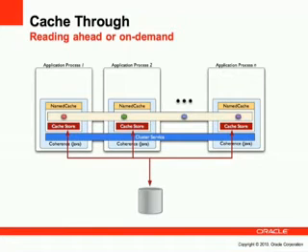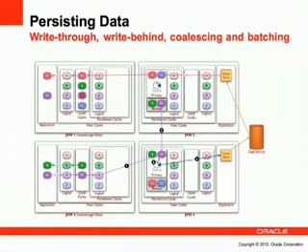Read on demand is when I request some information from a Coherence cache, it's not there, and Coherence in the background can go and fetch that data from the database, load it into the cache, and return it to the client as a seamless operation.